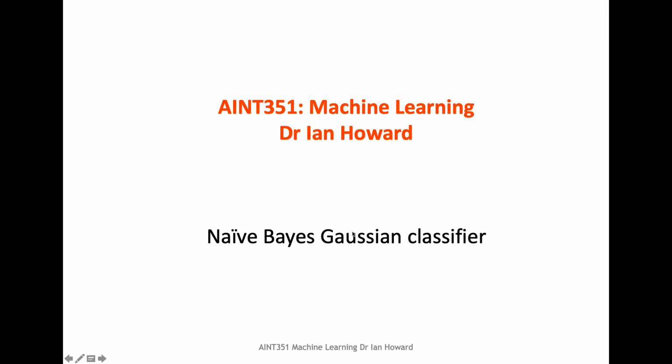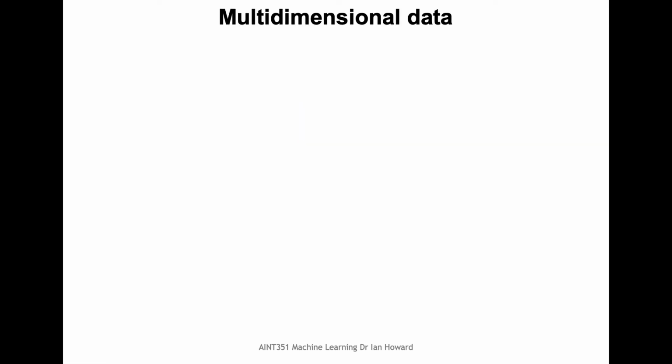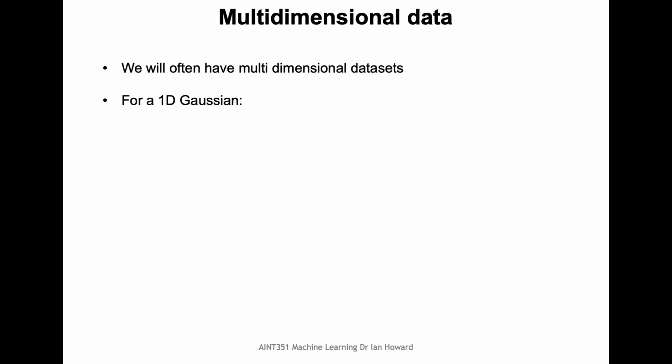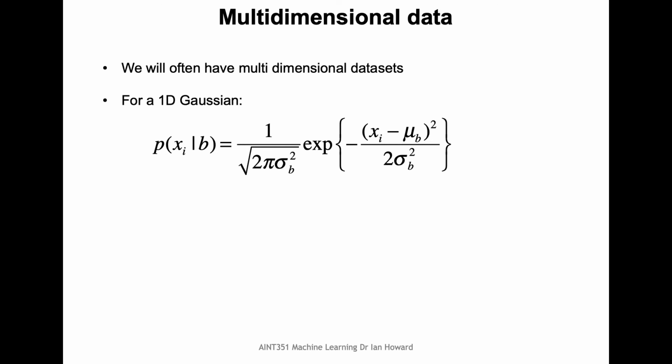And now I'm going to talk about the Naïve Bayes Gaussian classifier. So often we'll have data sets which aren't just single values, and we have to build classifiers which classify data with vectors rather than single measurements as our inputs. We know that the one-dimensional Gaussian function has the corresponding formula that I'm going to show here.